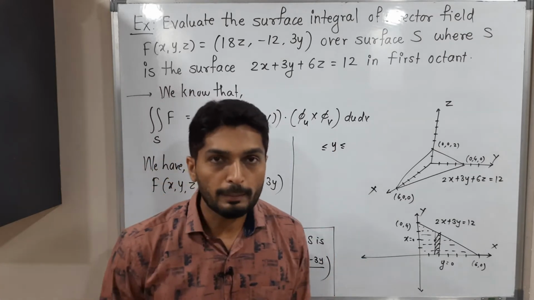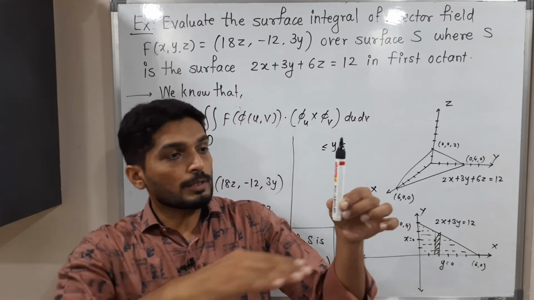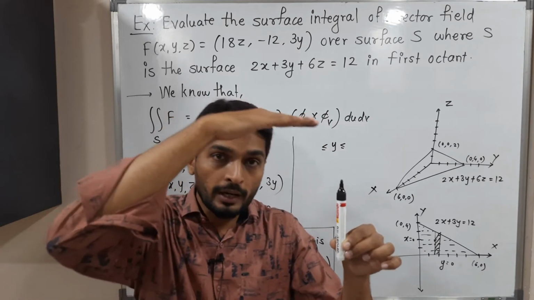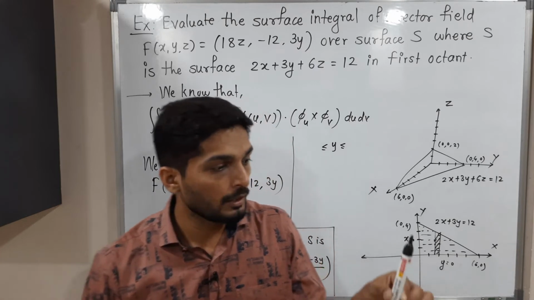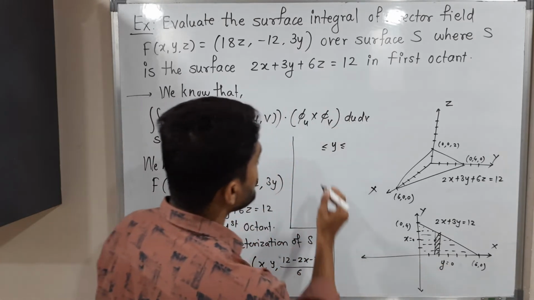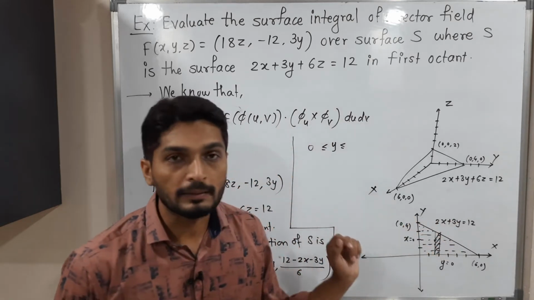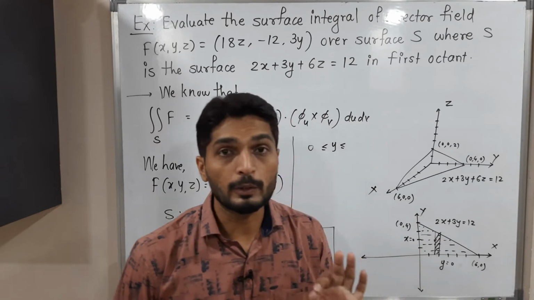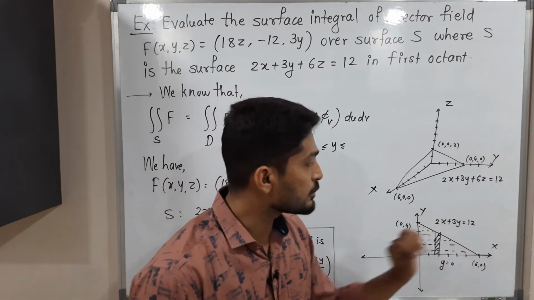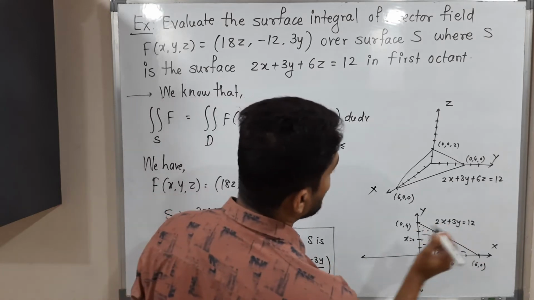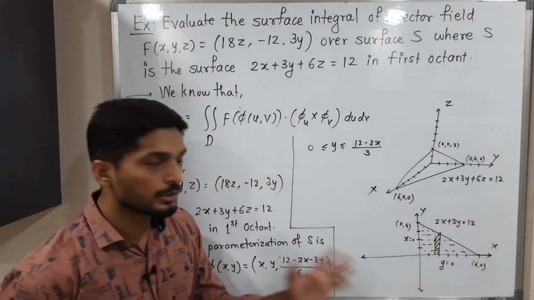We have a simple funda, which we have already studied in double and triple integration. The strip is bounded below, bounded above, and we move it left to right to cover the entire region. So the strip is bounded below by y is equal to 0, so the lower limit is 0. The strip is bounded above by this line whose equation is 2x plus 3y is equal to 12. Shifting 2x to the other side and dividing by 3, we have y is equal to (12 minus 2x) divided by 3. So these are the limits of y.